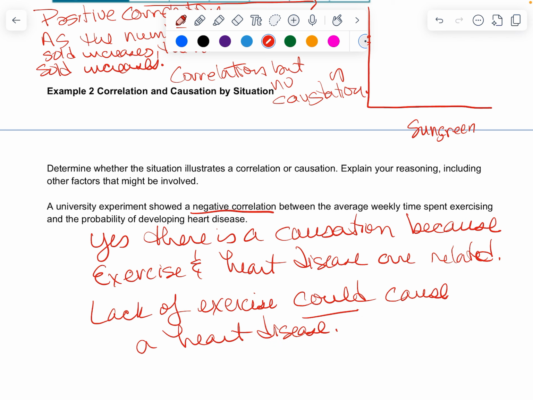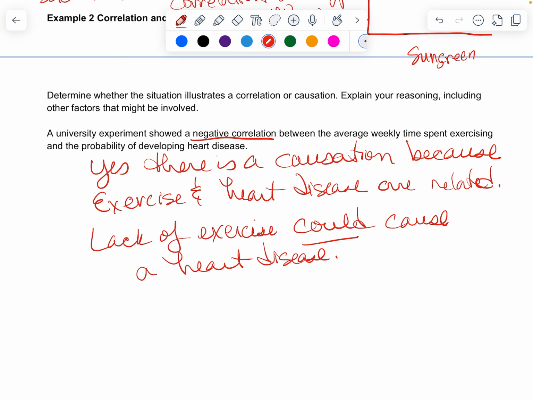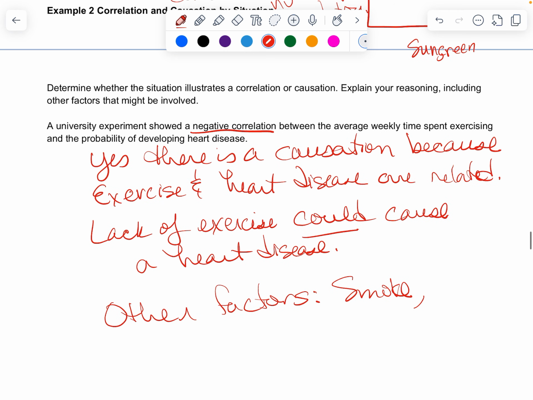Now, are there other factors? Yes, there are other factors. Okay, they always ask you, do you smoke? Okay. Did your mom and dad have heart disease? So inherited traits. Okay. Do you eat well? So poor diet. So all of those things can cause you to have heart disease.